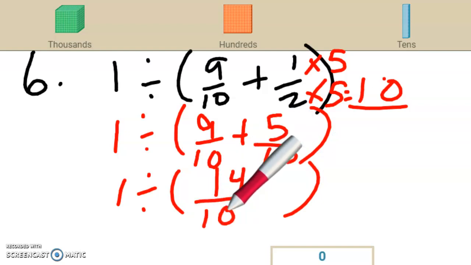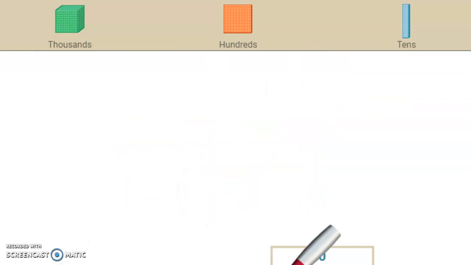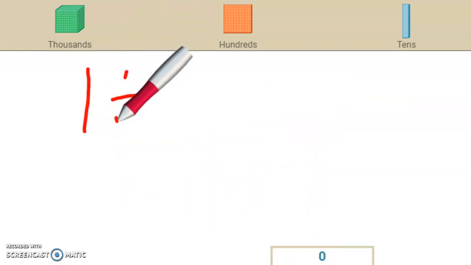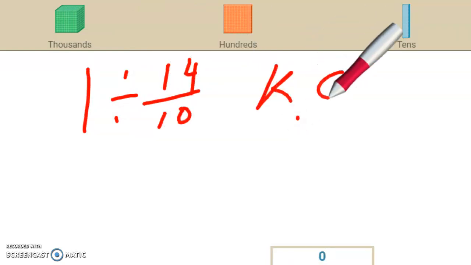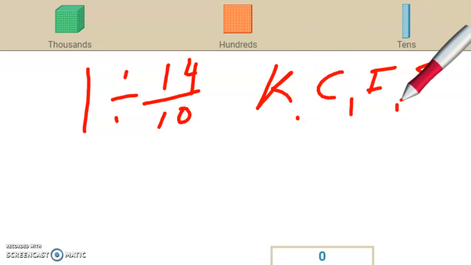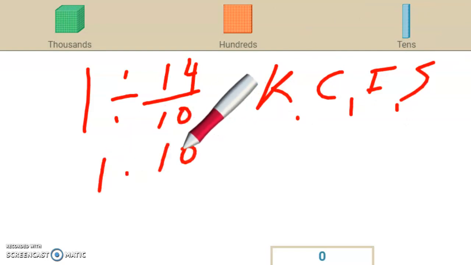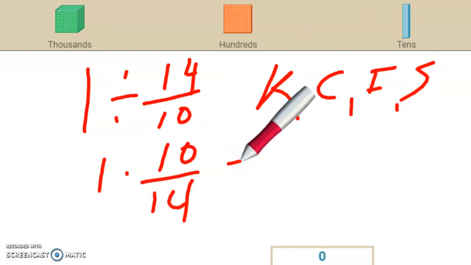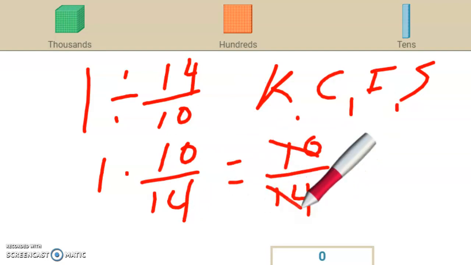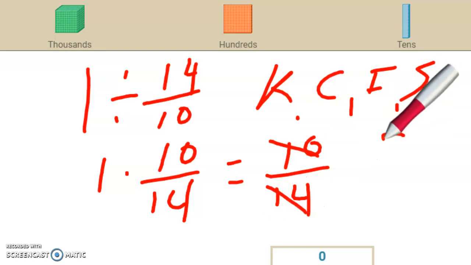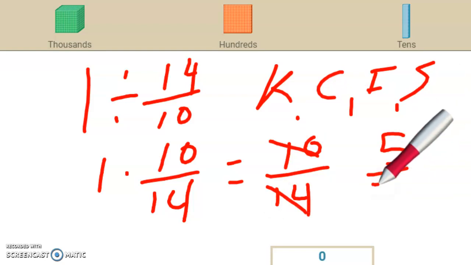So now 14 over 10, and I'm going to clear this out so you guys can see it easier. 1 divided by 14 over 10. And so we do our keep, change, flip, simplify. 1 times 10 over 14 equals 10 over 14. And then we just simplify it. And both of these can be divided by 2, and it's going to give us 5/7.